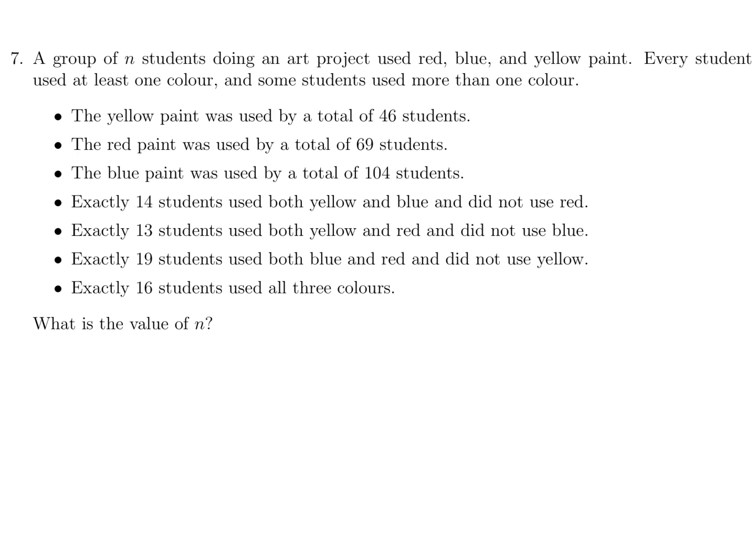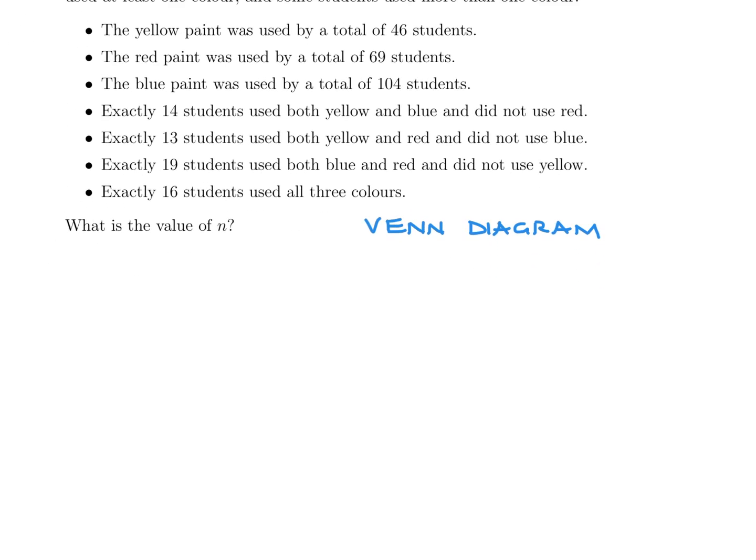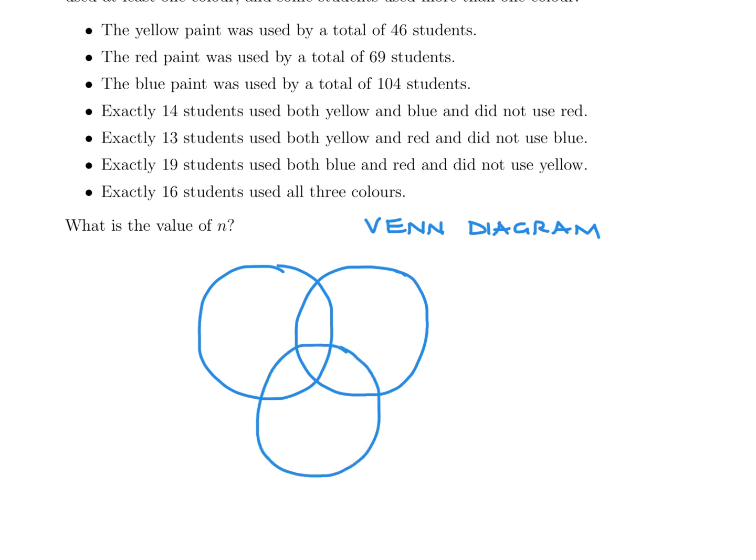So we have to use what is known as a Venn diagram, and these are pretty cool. A lot of you know what these are, a lot of you don't, so let me draw one and explain. This is a Venn diagram. We've got 1 circle, 2 circles, and 3 circles. In our case, we're going to label them red, blue, and yellow. That circle represents everybody in the red, that circle blue, and that circle yellow.